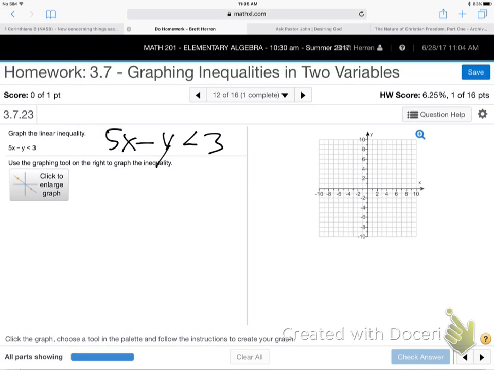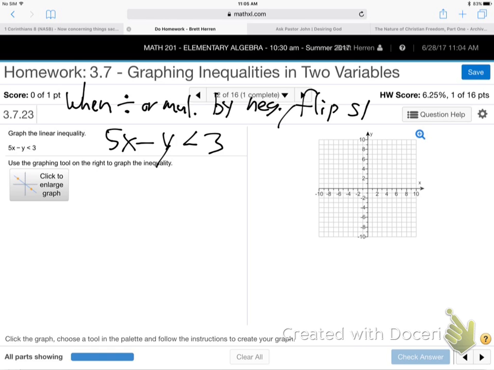Hey, what do you have to remember when you're solving an equation as far as flipping the symbol? Yeah, so that's right. Good. You memorized? You guys all got that? When you divide or multiply by a negative, you got to flip the symbol. Good. So remember that when you divide or multiply by a negative, flip that symbol, which is going to happen on this one.